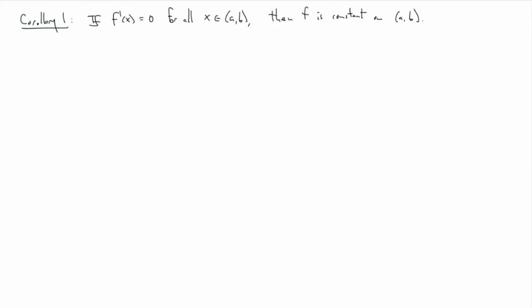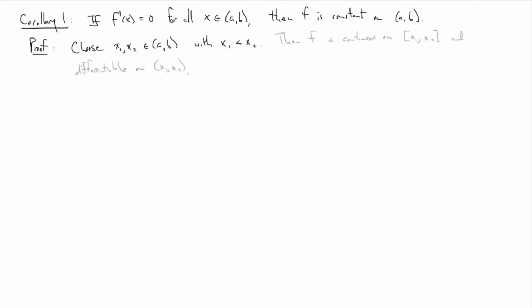And the first of these is this one, that if the derivative of some function is 0 for all the x values in some open interval, then the function is necessarily constant on that interval. It has the same value everywhere in that interval. And here's the proof. We start by choosing two x values in the interval from a to b. I'll call them x1 and x2, and I'll pick them so that x1 is the smaller one.